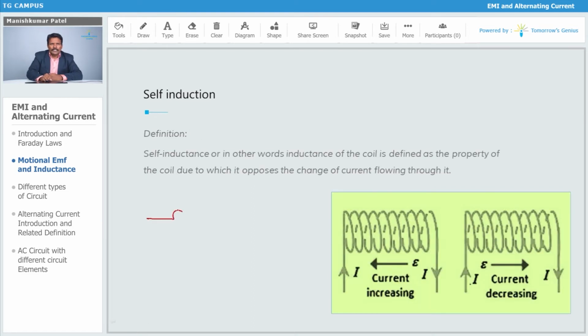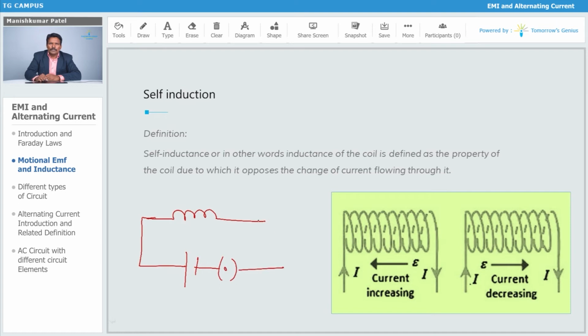Let me draw it separately. This is the coil. A coil means a straight conductor which you take and wind into circular loops. That is your coil over here. Then connect it across this battery. Again, there is one switch.